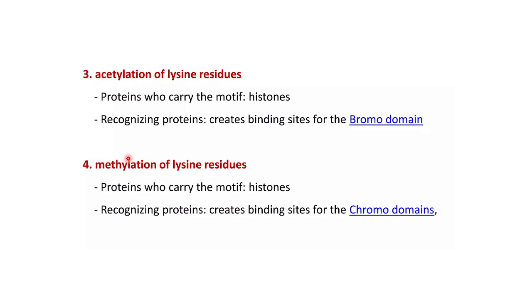The third category is the acetylation of lysine residues. These are proteins that carry the histone motifs. They recognize proteins and create binding sites for the bromodomain. Then the methylation of the lysine residue: acetylation recognizes proteins and creates binding sites for the bromodomain, while methylated lysine residues also carry the histone motifs, but they recognize proteins and create binding sites for the chromodomains. So acetylation, bromodomain; methylation, chromodomain.